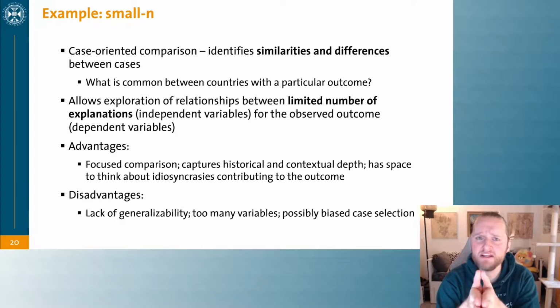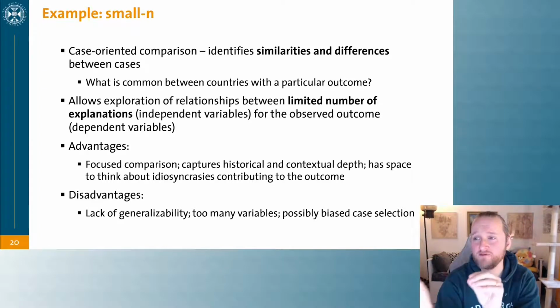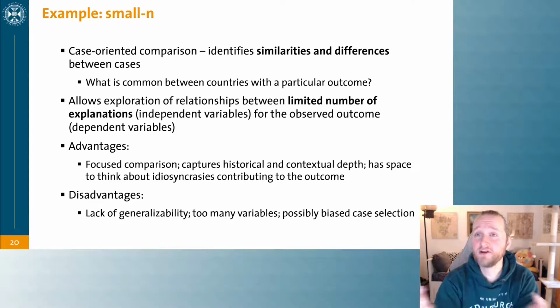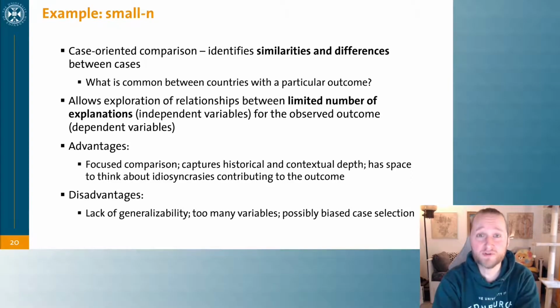So small n case studies tend to be the ones you see most often. They are case oriented, so you pick very specific cases for specific reasons, and you want to identify similarities and differences between those. So if you have a lot of countries, for example, that all have really good economic outcomes or that all have really high voter turnouts, what are the commonalities between those? What explains why, for example, very different countries all have high voter turnouts?